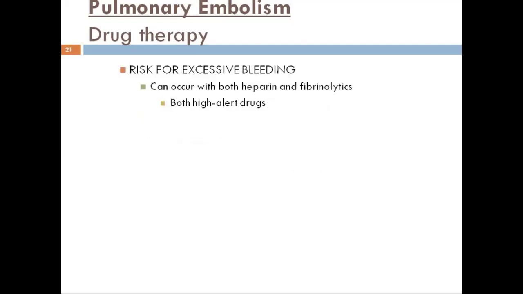Now there's a risk for excessive bleeding during these therapy sessions, when you give the drug therapy. This can occur with both heparin and the fibrinolytics. Okay, so you have to be on high alert. They're both high alert drugs. You have to keep a close eye on the patient. Okay, I can't stress that enough.